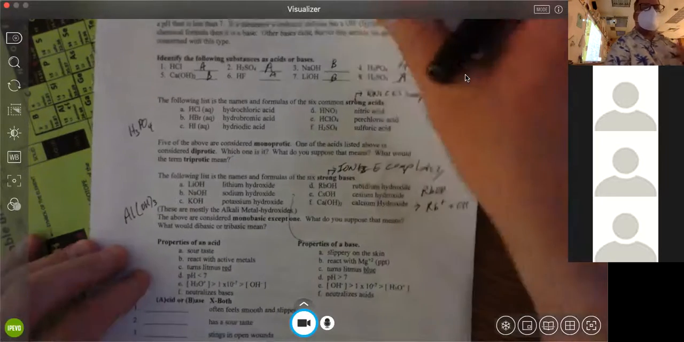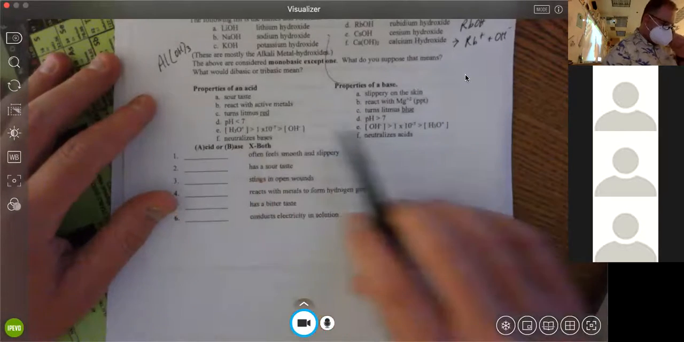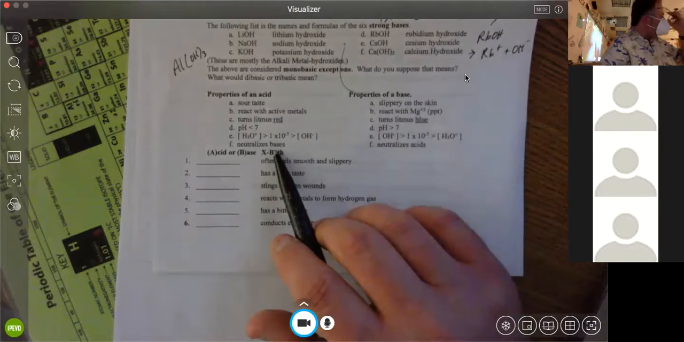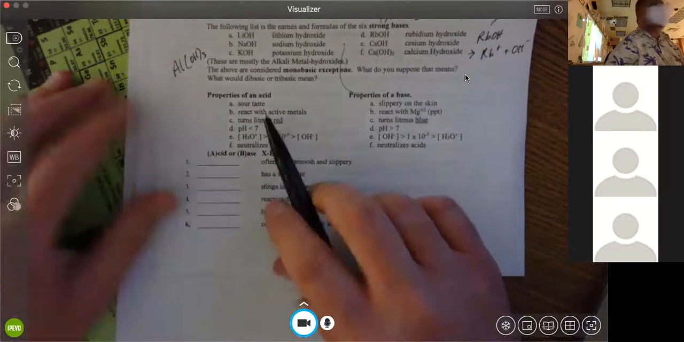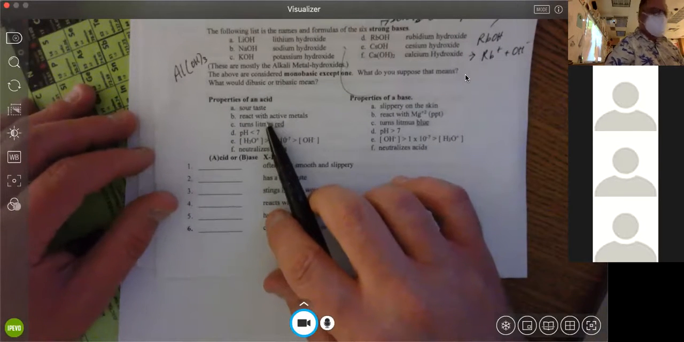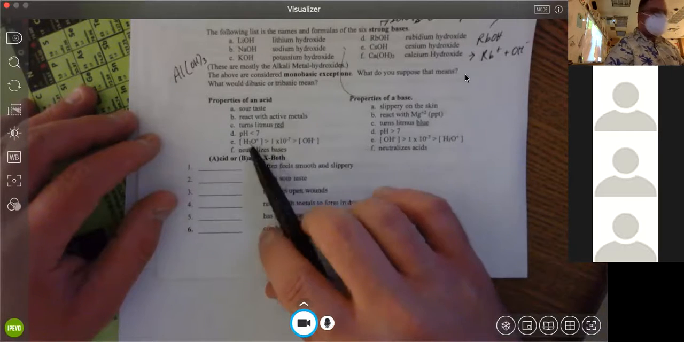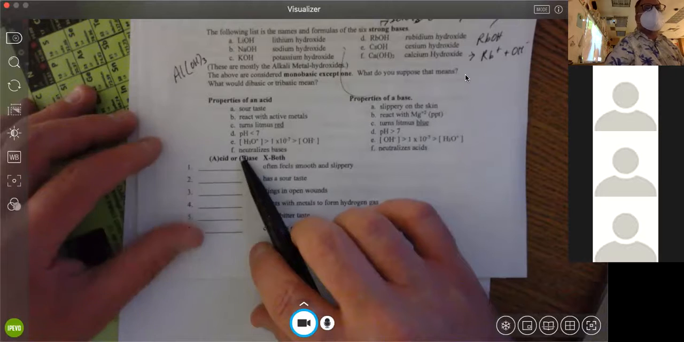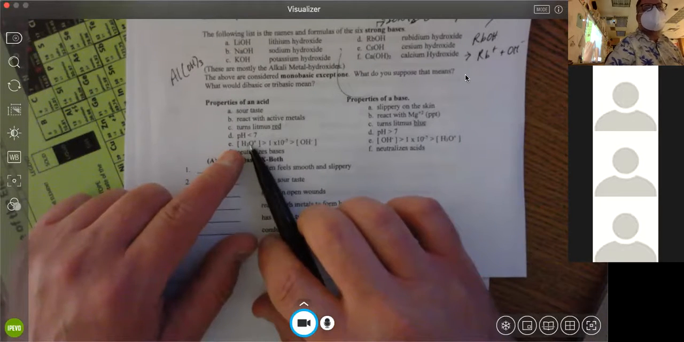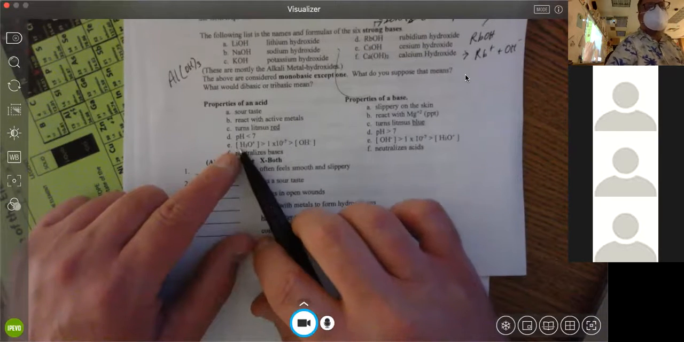So if we take a look here, these are the properties of acids and these are the properties of bases. So acids feel wet to the touch. If you were to taste an acid, it would taste sour, like citric acid in a lime. It reacts with metals. They turn what's called litmus red. Litmus is an indicator. The pH, as we said, is less than 7. Now, this is something new. The hydrogen ion or hydronium ion concentration is greater than the hydroxide ion concentration. They have more H3O plus.